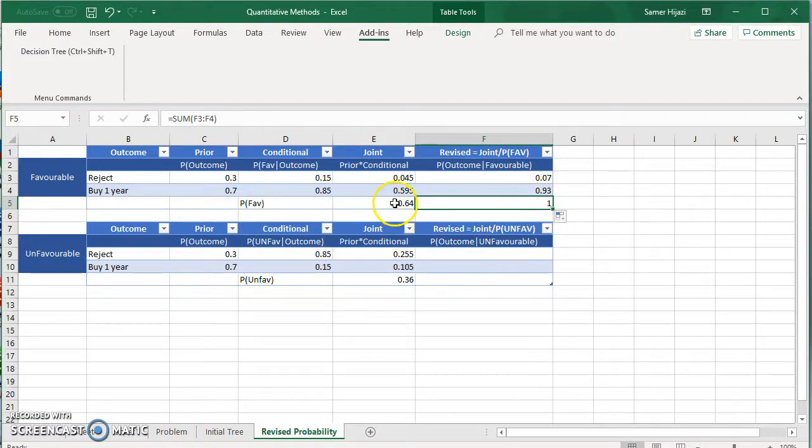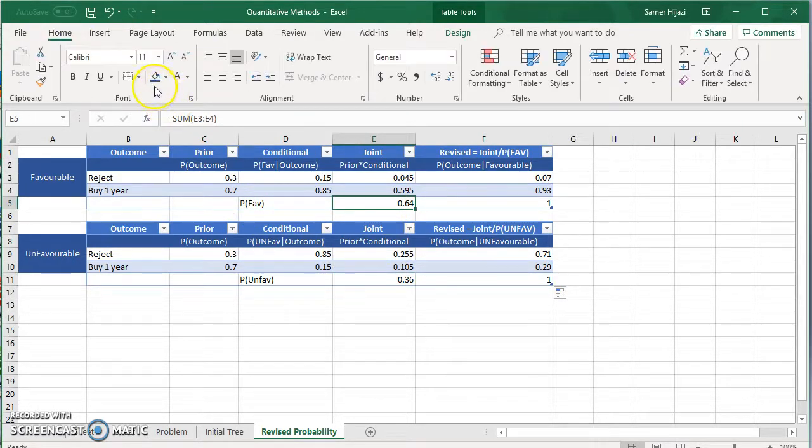If the sum of these two is not 1, that means you messed up here with the conditional probability. So same idea. It's going to be the joint divided by the sum. I'm going to press F4 to make it an absolute reference, and we're going to drag it. Drag the sum formula here, and you see that the sum is 1. Now we have the revised probability. We have the probability of the favorable and unfavorable. So I'm going to highlight these because these are the values that we need: these two values, this one over here, and these two values.